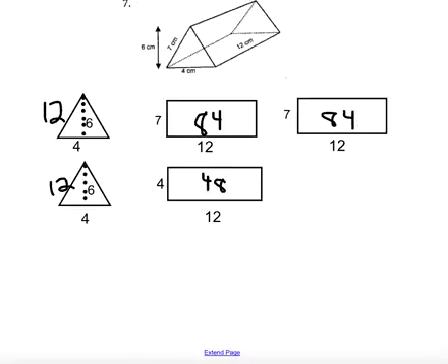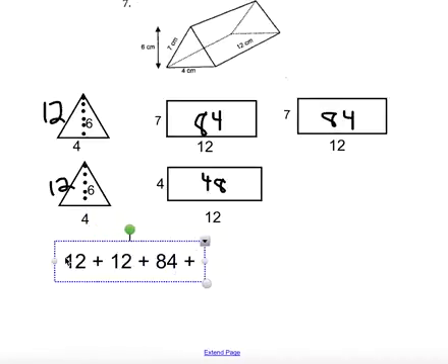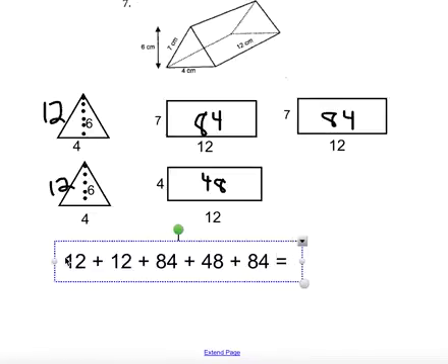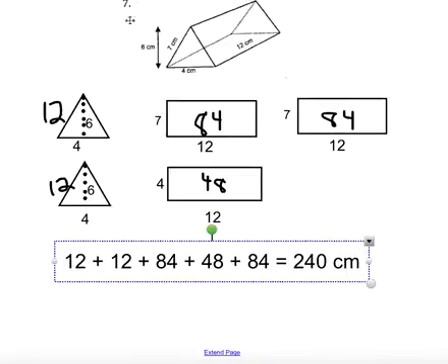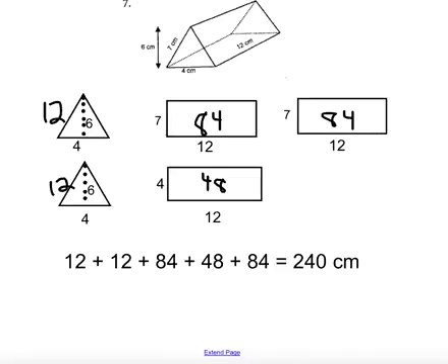So we need to take 12 and add it to 12 plus 84 plus 48 plus 84, which gives us a total of 240. Again, look for your units, centimeters. And it's still just area, so we are doing squared.